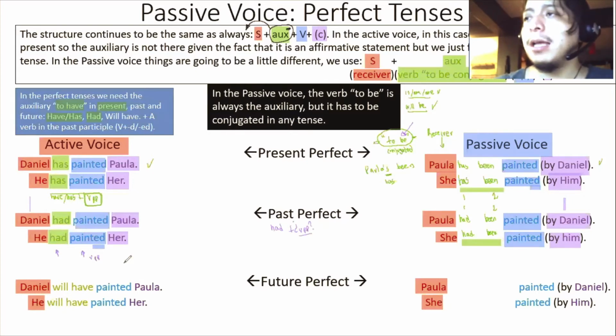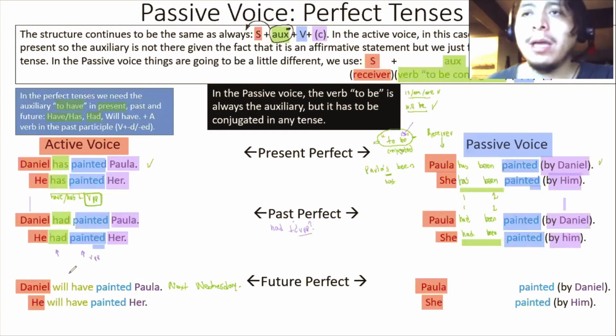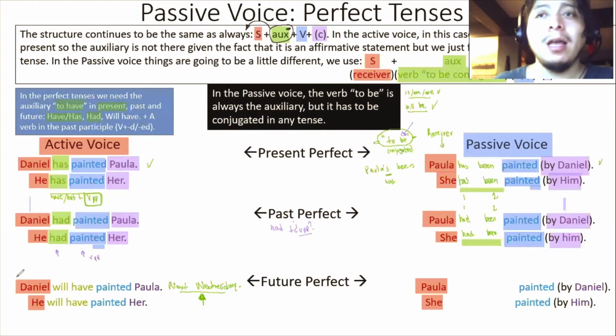So you can say something like, Daniel will have painted Paula next Wednesday. So this is in the future, yeah? He will have painted Paula. It hasn't happened. Today is, let's say today is Monday. Okay, so this is next Wednesday. In this moment, the next Wednesday, in 48 hours, this will have finished. Maybe tomorrow, on Tuesday, they have an appointment, and Daniel is supposed to paint Paula on Tuesday. So on Wednesday, this will have finished. Yes?